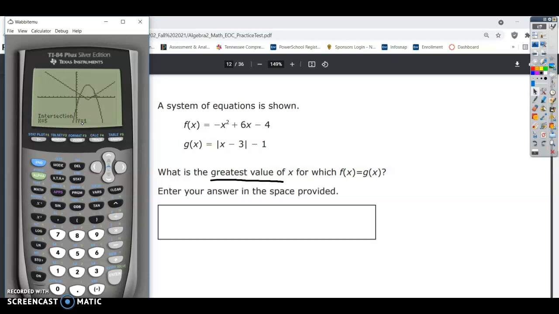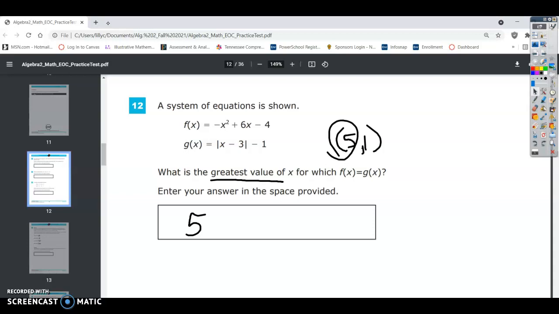Alright, it says what is the greatest value of x. So even though it intersects at a point, an xy value, an ordered pair, the ordered pair is 5, 1. We only need the greatest value of x, which is 5. So the answer that goes in the box is 5. Right, so number 12, 5 is your answer.